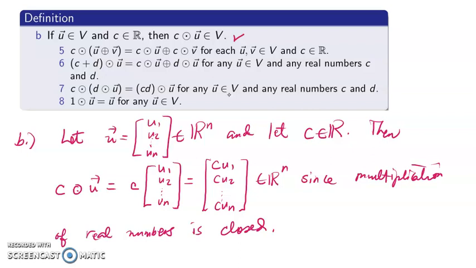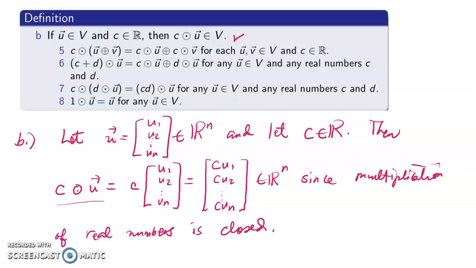So we start with this one. Then C times U is equal to, again, this operation. This operation is just the multiplication of a matrix by a scalar. So that is just scalar times a matrix. By definition, that is just equal to C times U1, C times U2 up to C times UN, and this is in Rn because multiplication of real numbers is closed.